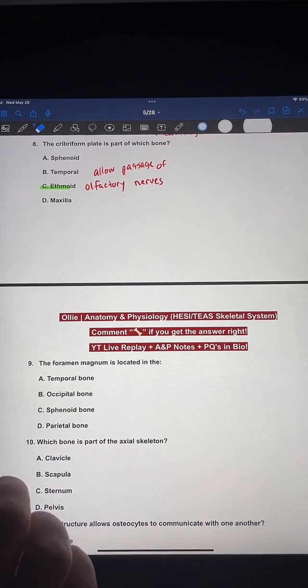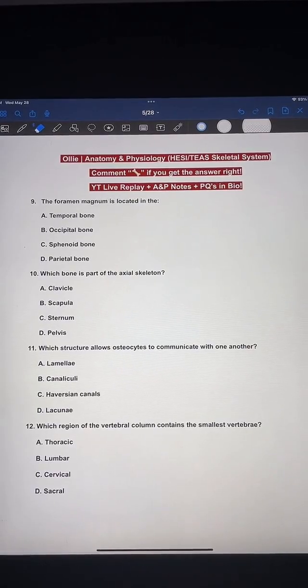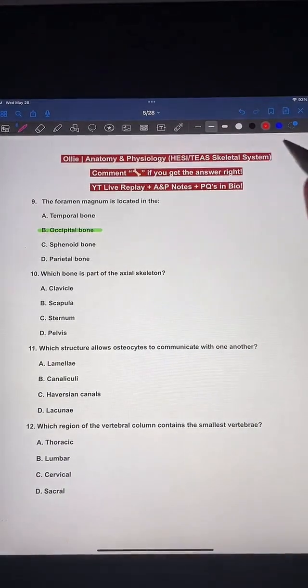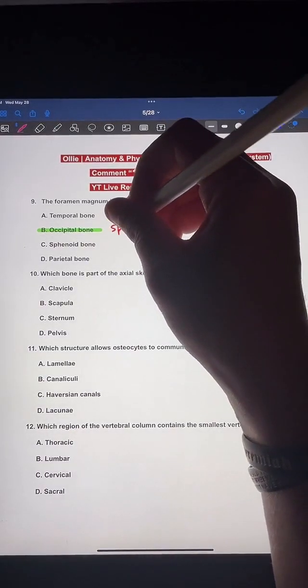All right, we're going to move on down to number 9. The foramen magnum is located in the occipital bone. Answer choice B. If you got that right, drop the bone. But this contains the foramen magnum. So a follow-up question for that one, can anyone tell me what goes through the foramen magnum? When we're talking about a foramen, a hole, what goes through that? Fantastic. It is the spinal cord.